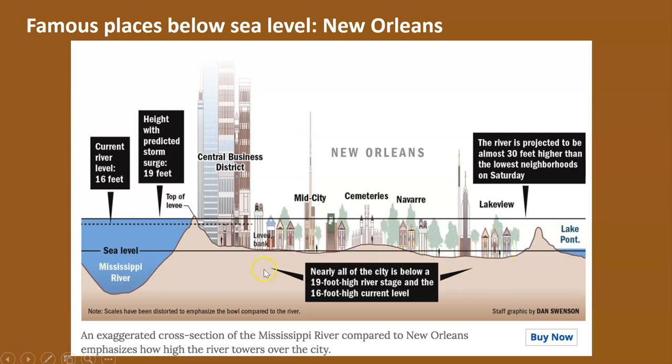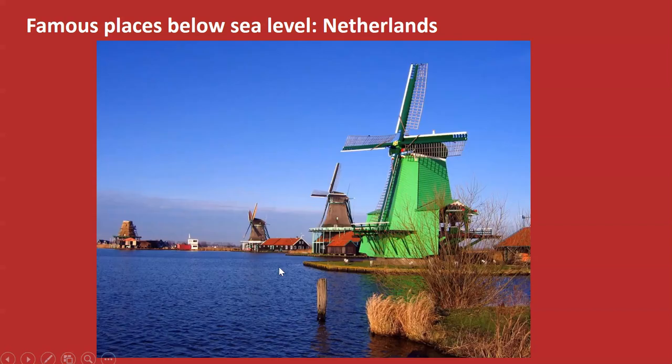And this has happened in the past. If you think about Hurricane Katrina, New Orleans had a lot of spaces that were underwater and the buildings were completely damaged by water. So this is something that New Orleans deals with because of how it is below sea level and so close to water.